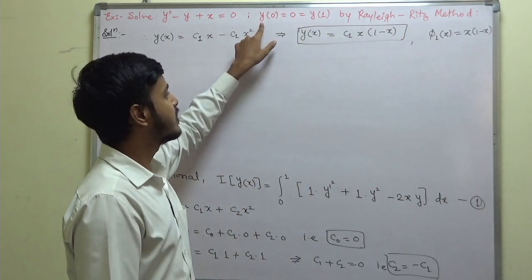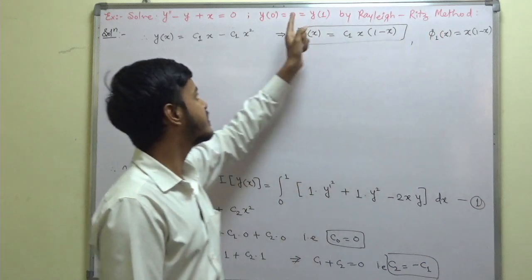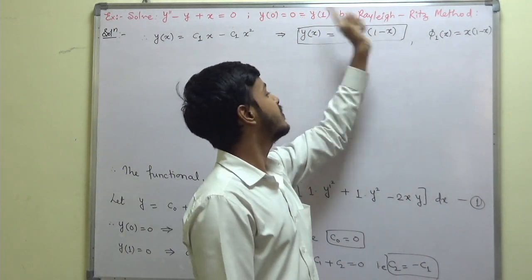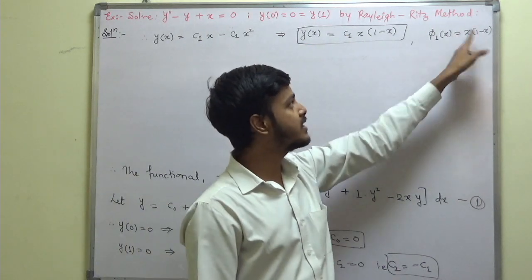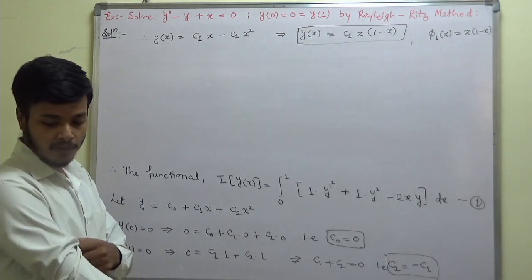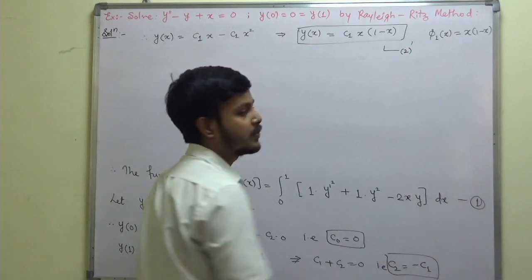So if I substitute x equal to 0, phi 1 of x is 0, and if I put x equal to 1, so y should be 0. So 1 minus 1 is 0, phi 1 of 1 is 0. So this satisfies the boundary condition. Okay, say this is my equation number 2.